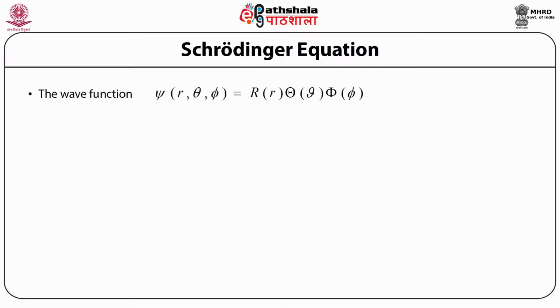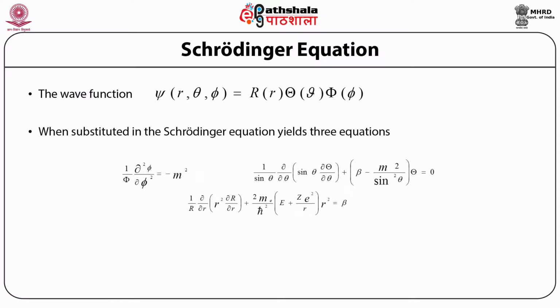The wave function is then written as R of r, Theta of theta, Phi of phi. Again, I won't go into the solution and how we arrived at the final results. It gives us basically three equations as shown here because of applying the condition of variable separation. And then there are restrictions.